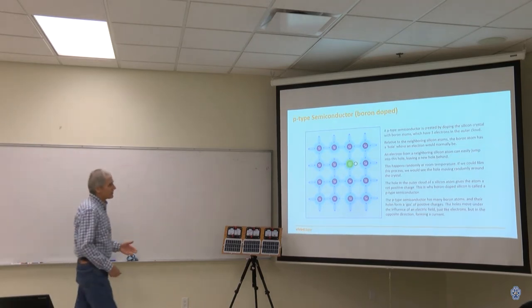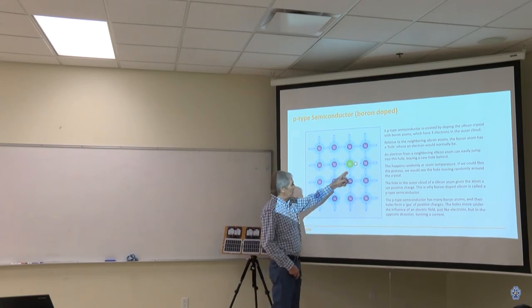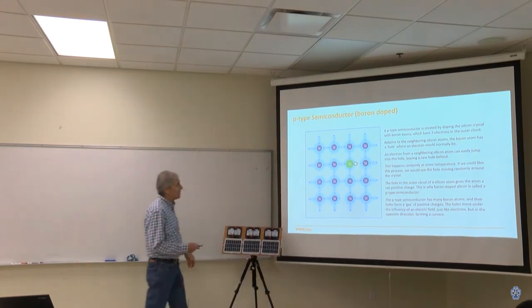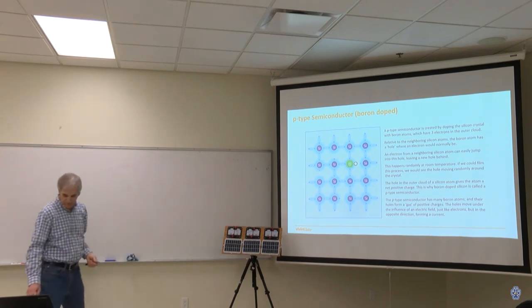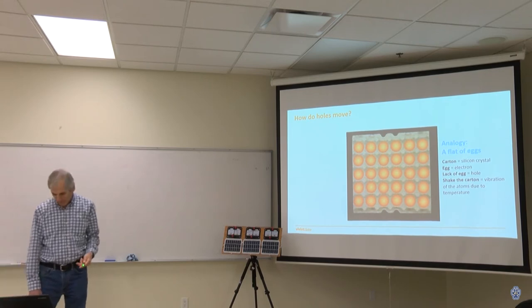And then the other part of the sandwich is the P-type semiconductor that has a missing electron in the outer shell of 4. And so that acts as a positive charge, and it turns out that can migrate around as well. And the next thing here is really hokey, but I think it's really useful.